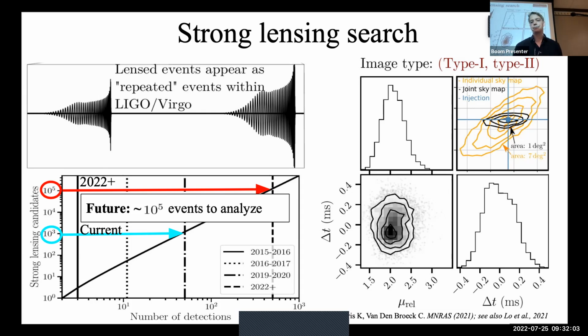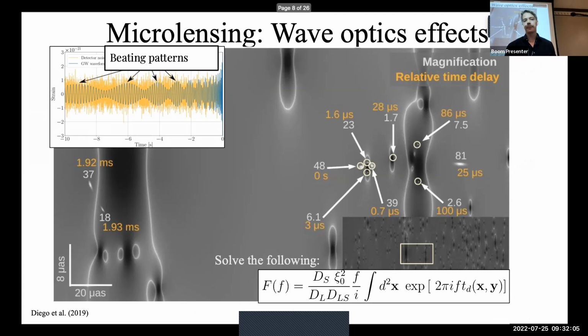the same sky location. So the third possibility is asking the question, is it possible that maybe one of the gravitational wave events that we've seen propagated through a field of microlenses like the one that you see here? So what would be the implications here? What would happen is that these different micro images that you can see here, there are, I think, 7 or 8 of them, would recombine at the gravitational wave detector and superpose and form these sort of beating patterns that you can see at the top left.